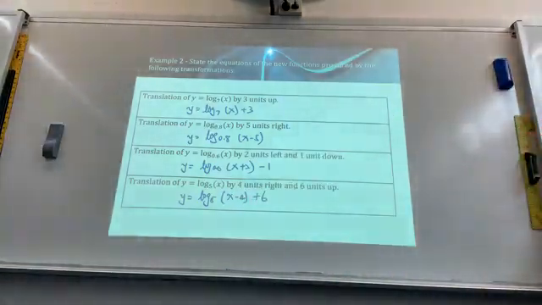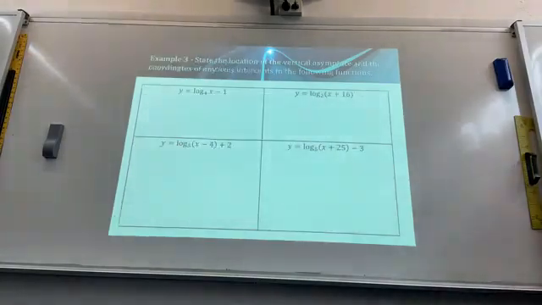Alright, example 3. Can you state the location of the vertical asymptote and the coordinates of any axis intercepts in the following functions? Now here, some of them you might have to identify the y-intercept, and some you may not have to. You need to think about which one will have a y-intercept and which one does not.